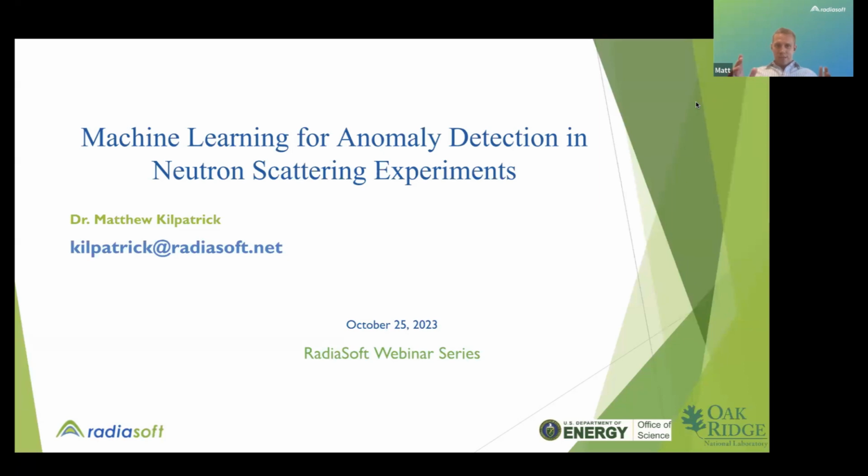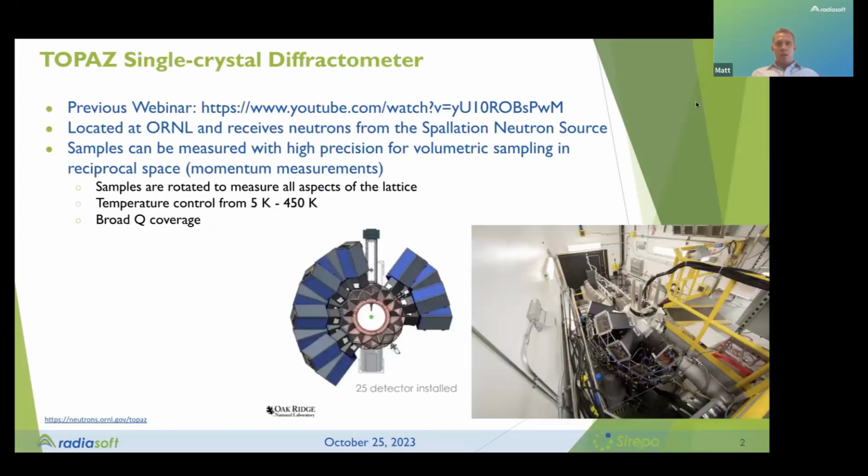All right. As Jesse said, I'm Dr. Matthew Kilpatrick, and I'll be talking about machine learning for anomaly detection in neutron scattering experiments. We are collaborating with Oak Ridge National Lab, specifically the TOPAZ single crystal diffractometer, which is located at the Spallation Neutron Source. I will point you to a previous webinar that I did on this topic. There's the YouTube link above, but it's also on the RadiaSoft YouTube channel. But I will give some quick background on the actual experiment.